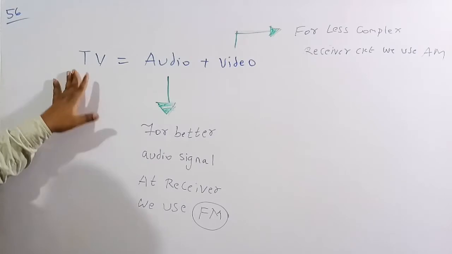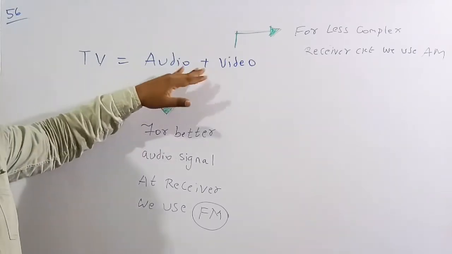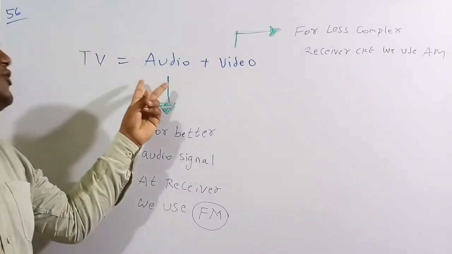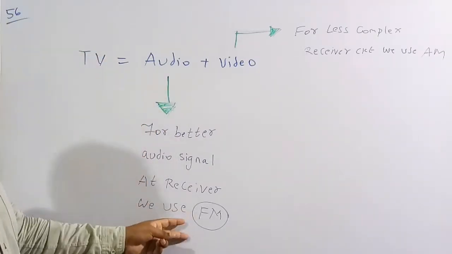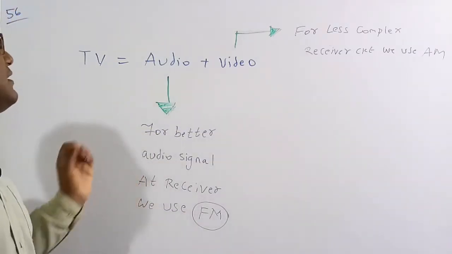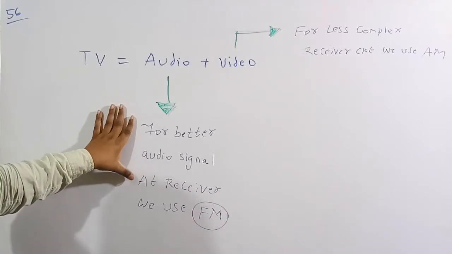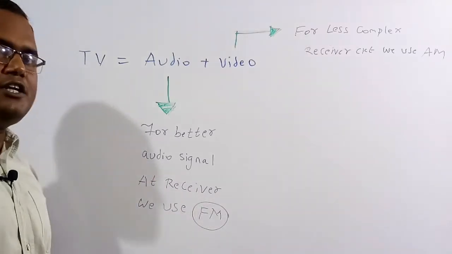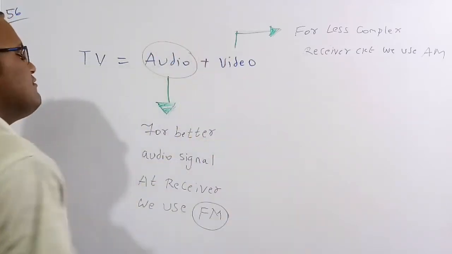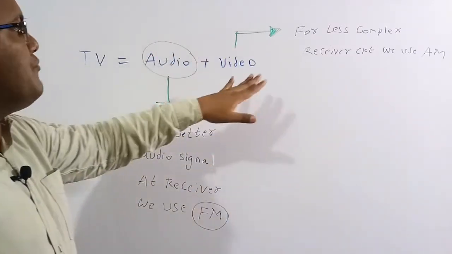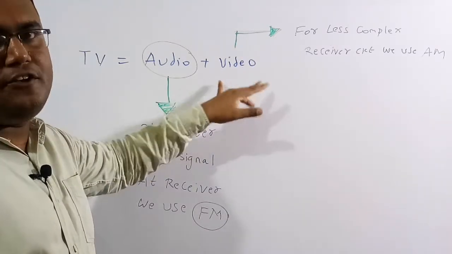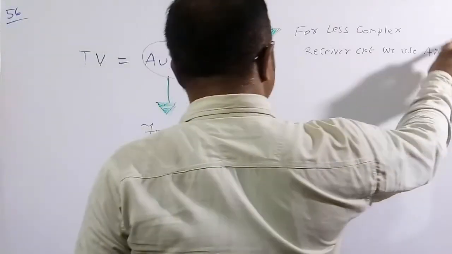Basically TV transmission consists of the audio signal and the video signal. They are both synchronized. If you see carefully, for the audio signal we use FM modulation, and for the video signal we use AM modulation, because the reasons are very simple. For better audio signal at the receiver we use frequency modulation for the audio signal, and for a less complex circuit at the receiver we use AM modulation for the video signals. So this is a very important concept.